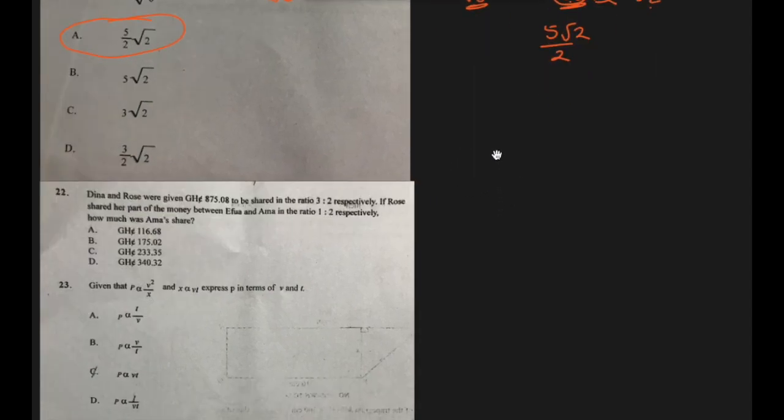Dina and Rose were given 87.50 to be shared in a ratio of 3 to 2 respectively.